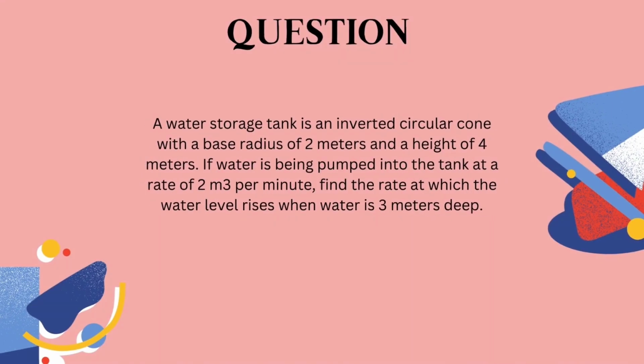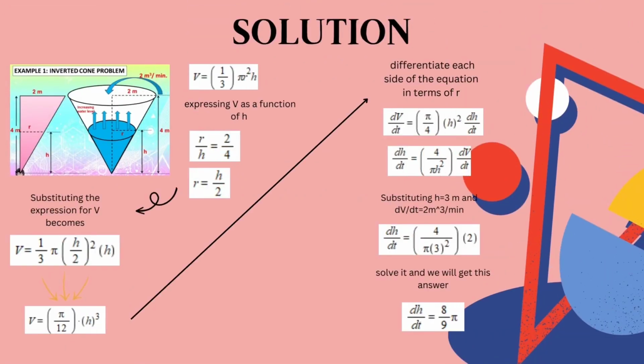To solve this question, first we need to sketch the cone and label it. Let V be the cone's volume, r the surface radius, and h the water's height at time t, where t is measured in minutes. We are given that dV/dt is equal to 2 m³ per minute, and we are asked to find dh/dt when the height is 3 meters.